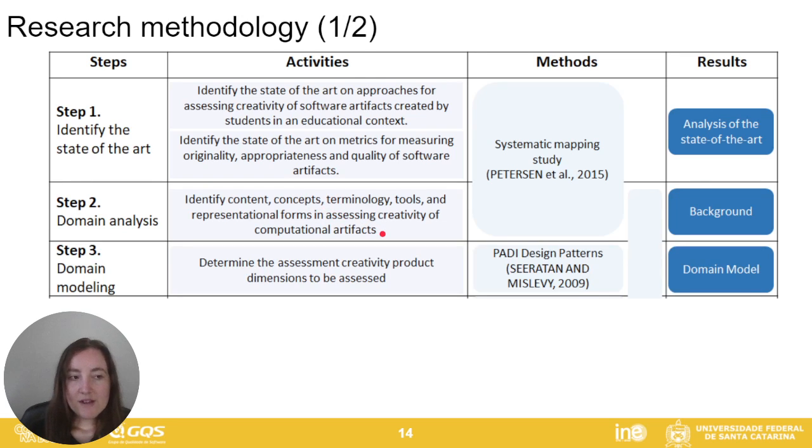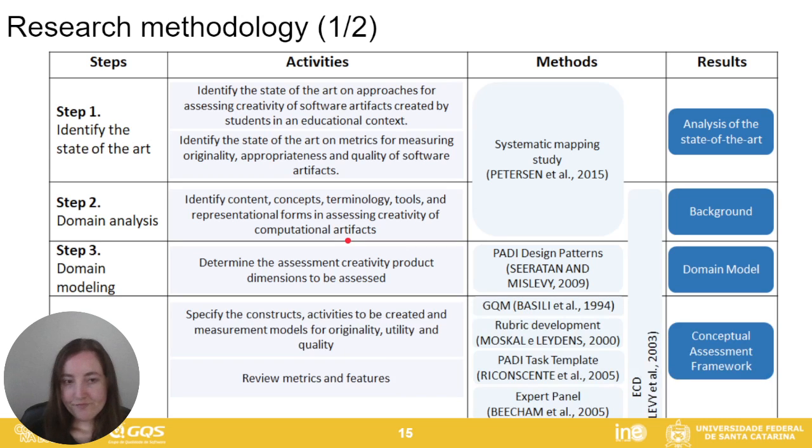In step 3, there is domain modeling. Here we define creativity product dimensions to be assessed. We define the student's model, considering focal and additional knowledge, skills, abilities. The evidence model, describing potential product observations.